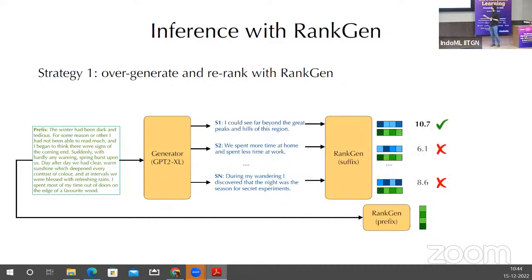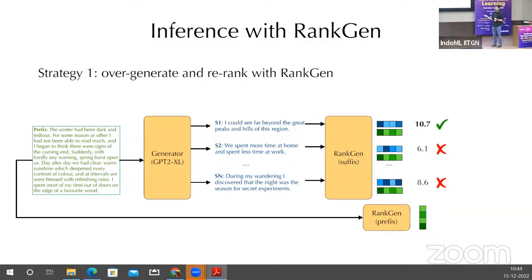And the one that has the highest dot product is the one that you choose eventually. So this is a very easy strategy for improving the generations from your language model. You just over-generate and re-rank using this model. That's why it's called RankGen.